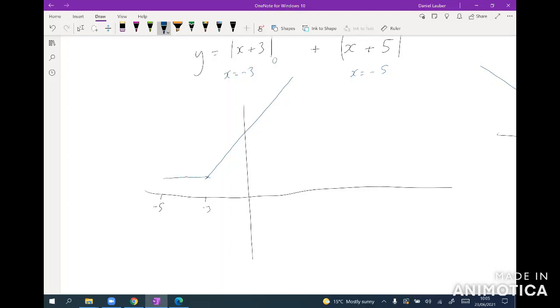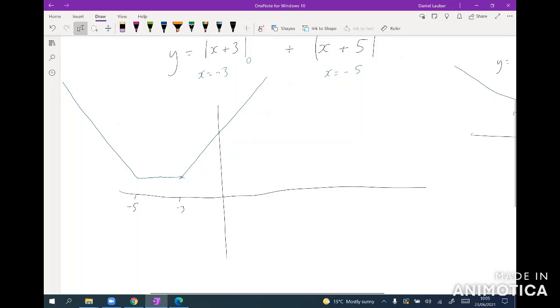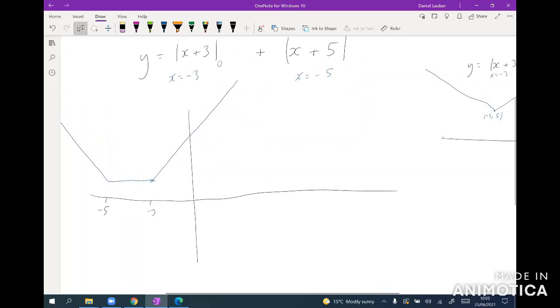I'll go a bit more into detail on that in a second. And then past the next point, they'll both become minus. And so we'll just go back up. So that's what that ends up looking like. Obviously much harder to sketch, but not impossible.